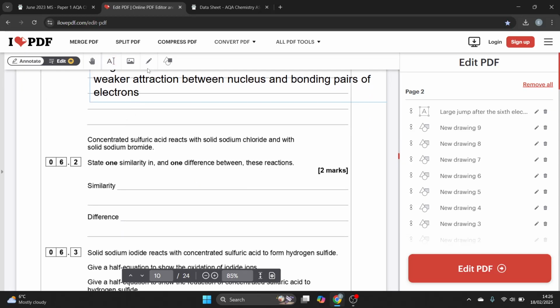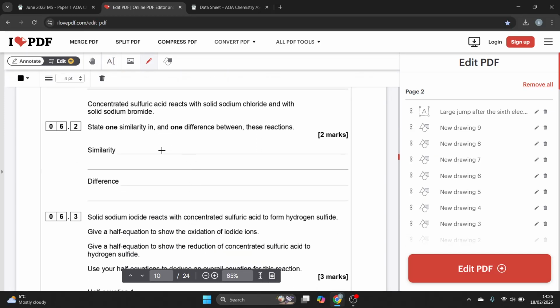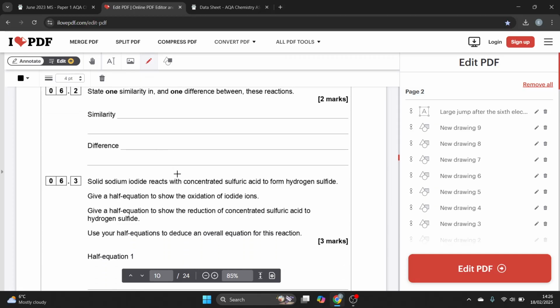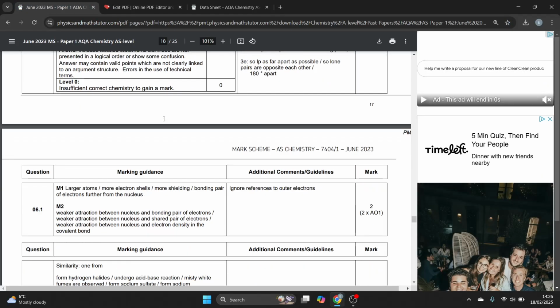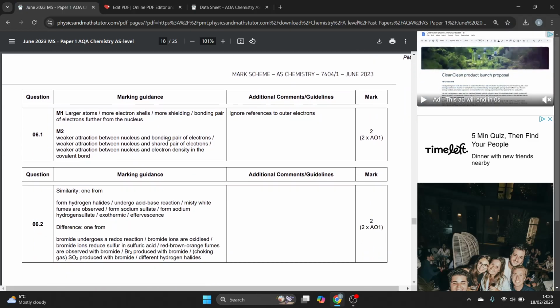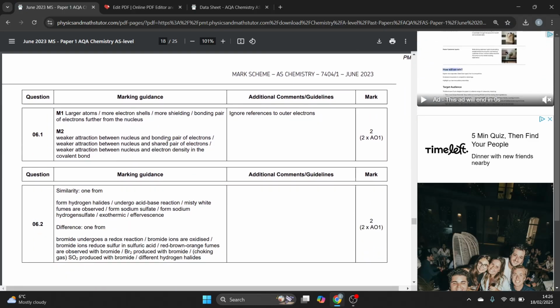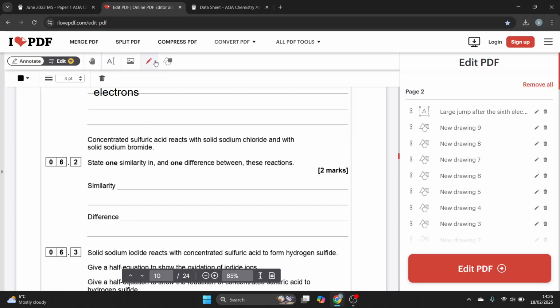6.2, state one similarity and one difference between these reactions. Concentrated sulfuric acid reacts with solid sodium chloride and solid sodium bromide. One similarity. Well, one similarity is that they both form hydrogen halides.